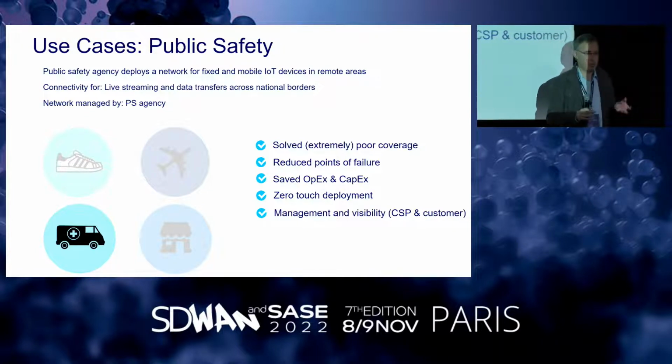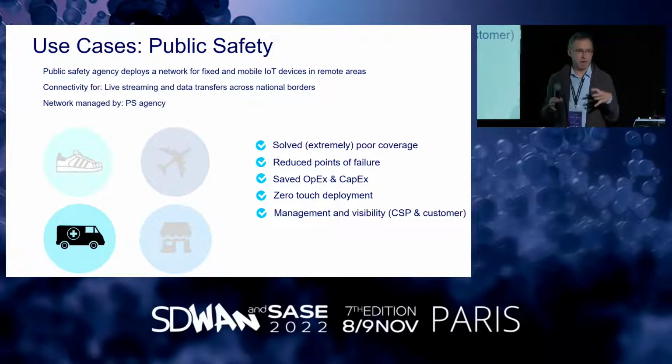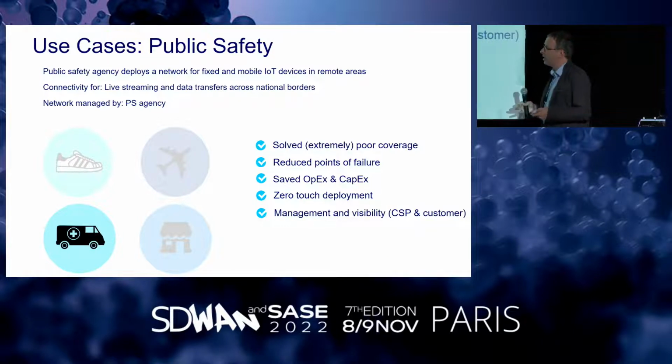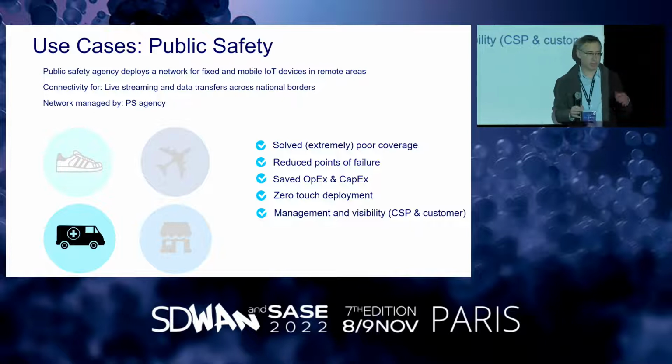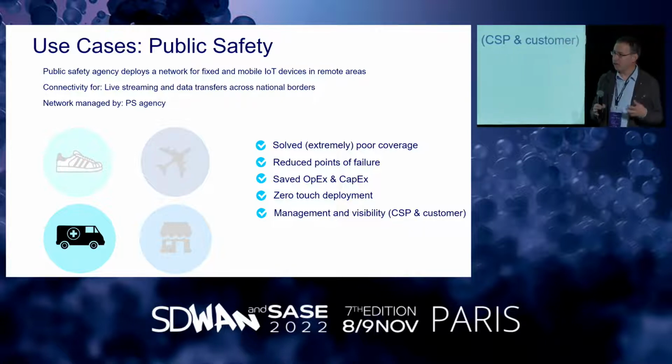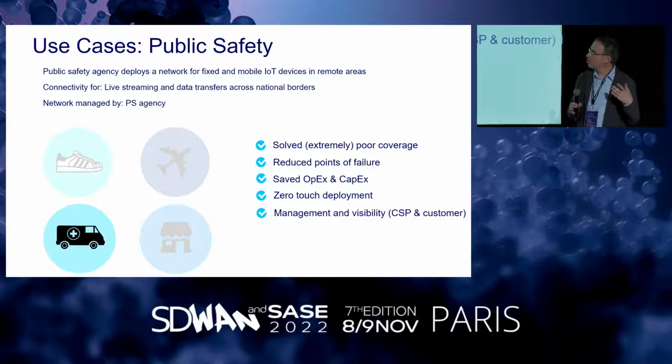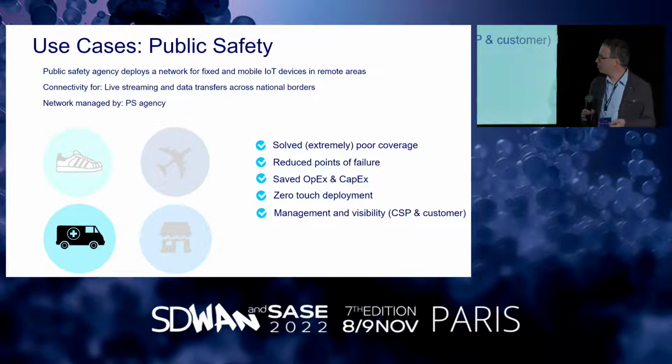And for that, we provide our solution, and we use the fact that we are SD-WAN and we can aggregate WAN links and so on. So we solve this extremely poor coverage. This is one of the key benefits that SD-WAN in general and BBT Live in particular have advantages over traditional LANs. We reduce the point of failure. We save OpEx and CapEx as before.